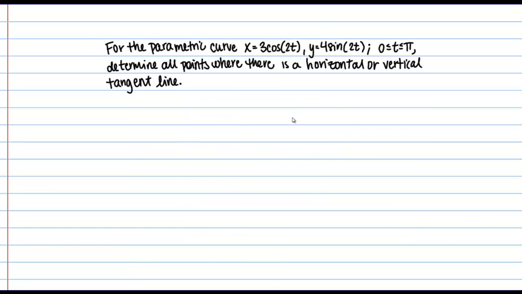In this example, I'm told for the parametric curve x equals 3 cosine 2t, y equals 4 sine of 2t, for t's between 0 and pi, determine all points where there is a horizontal or vertical tangent line. So to begin this example, I'm actually going to show you a picture of what the graph of this parametric curve looks like.